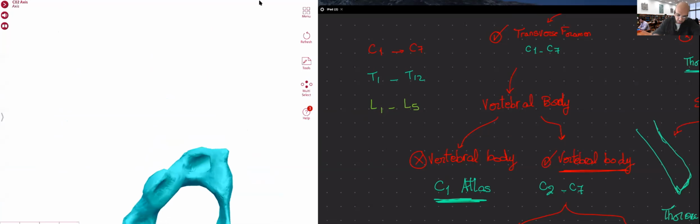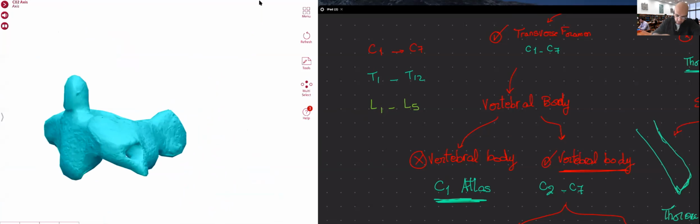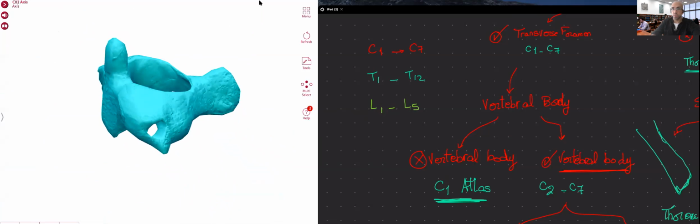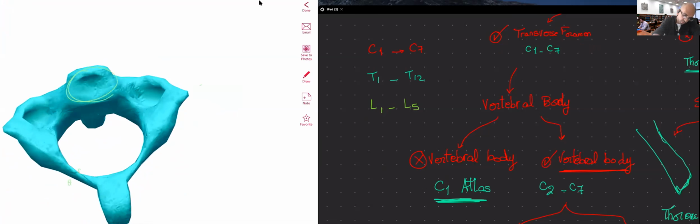All right, so what is the first thing I need to check? Whether or not I have a transverse foramen. Do I have a hole in the transverse process? What do you see on here? In this vertebra, do you see a hole in the transverse process? Yes, I have a hole in the transverse process. I have a transverse foramen. So I'll go with this side. Next question is, do I have a vertebral body? Do I have this bulging bony part in front of the vertebral foramen? Yes, I do.